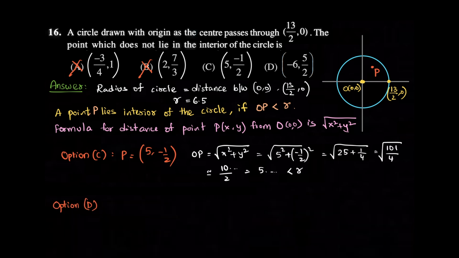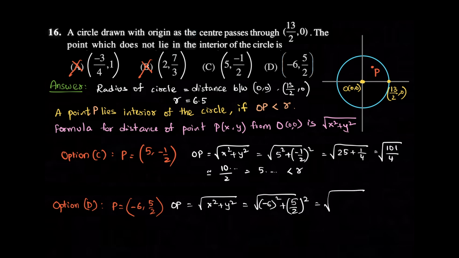Now let us check option D. In option D, the point P is equal to (-6, 5/2). Now let us find the distance OP. OP is equal to root over x square plus y square, which is root over (-6) whole square plus (5/2) whole square. That is root over 36 plus 25/4. If we take 4 as LCM in the denominator, we get 144 plus 25, 169/4 under root.